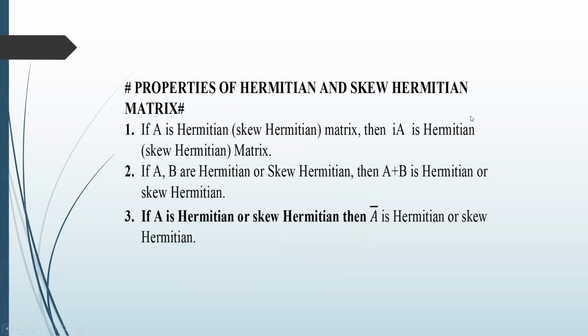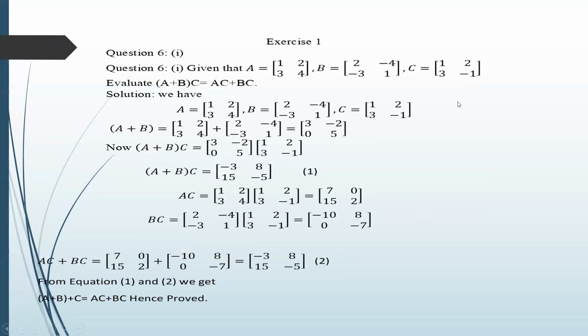Now we go for properties of Hermitian and skew Hermitian matrix. If A is Hermitian, then iA is a skew Hermitian matrix. If A, B are Hermitian or skew Hermitian, then A plus B is Hermitian or skew Hermitian. If A is Hermitian or skew Hermitian, then A conjugate is Hermitian or skew Hermitian. So these are the properties of Hermitian and skew Hermitian matrix.